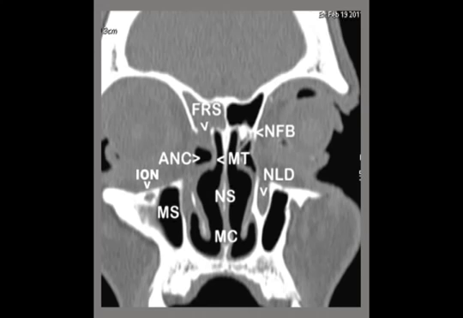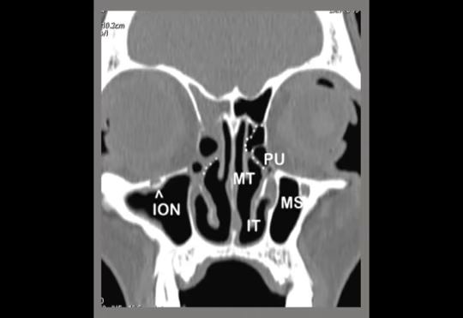The ANC is the agger nasi, ION, the infraorbital nerve, MS is the maxillary sinus, the maxillary crest MC, and the nasal septum. The NLD is seen on the left side. So these are all the points we have to pick up. Do not read the disease now. Even though you can see some disease there, do not read it now.